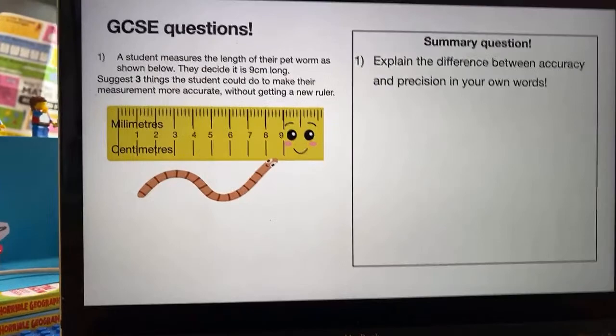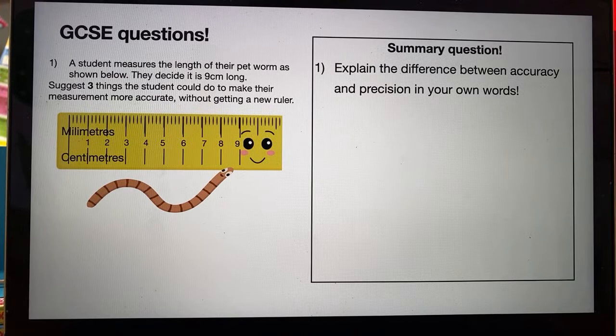Right, a student measures the length of their pet worm as shown below. They decide that their pet worm is 9 centimetres long. Can you suggest, please, three things the student could do to make their measurement more accurate without getting a new ruler? So keeping the same ruler, only using this ruler and this worm, what three things could they do to make their measurement more accurate?